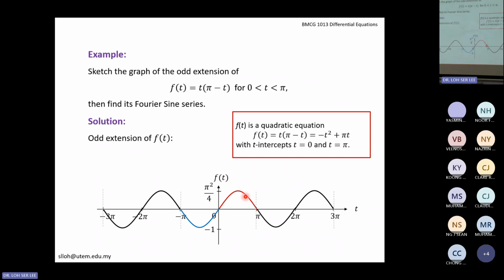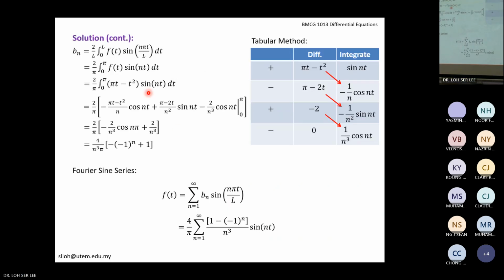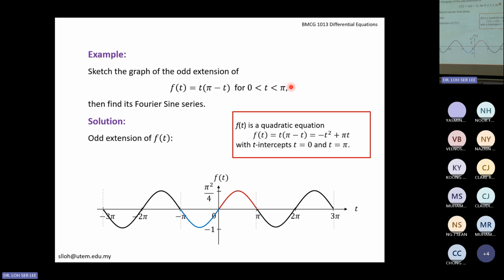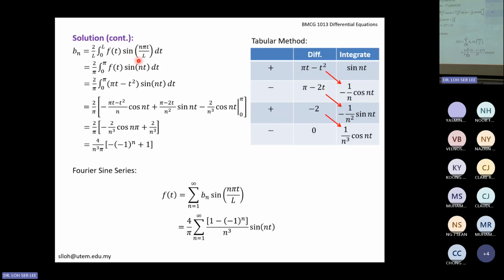So if we want to have the odd extension, we will reflect this through the y-axis, then through the x-axis to get this part, the other half. So this is one full cycle. So just copy and paste. Okay, if we look at this one, your L is pi. So substitute pi into all L in the formula. So this is the formula for Bn after you substitute L by pi.